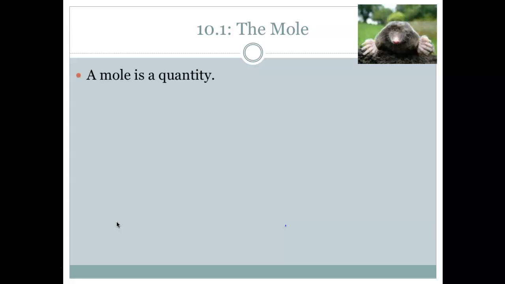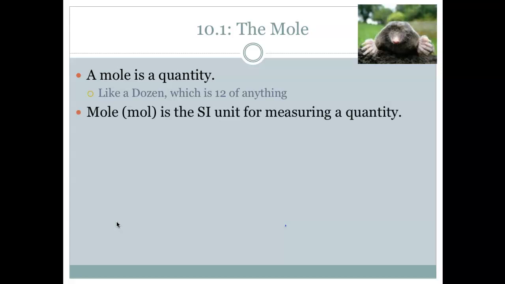A mole is simply a quantity, just like a dozen is a quantity. A dozen is 12 of anything. So if you order a dozen donuts, you'll get 12 donuts. If you order a dozen bagels, you'll get 12 bagels. A mole is the SI unit for measuring a quantity. It's just a really big quantity.